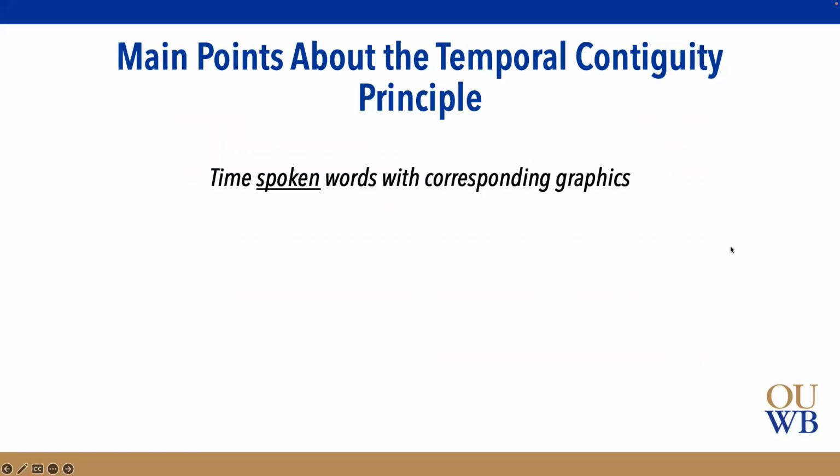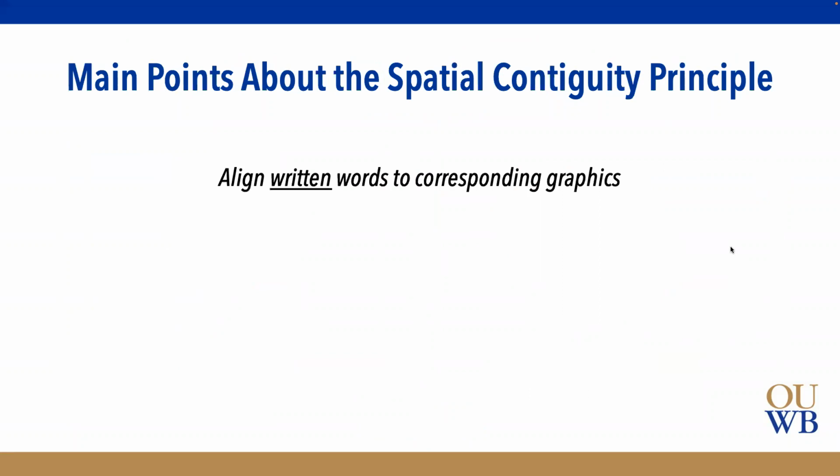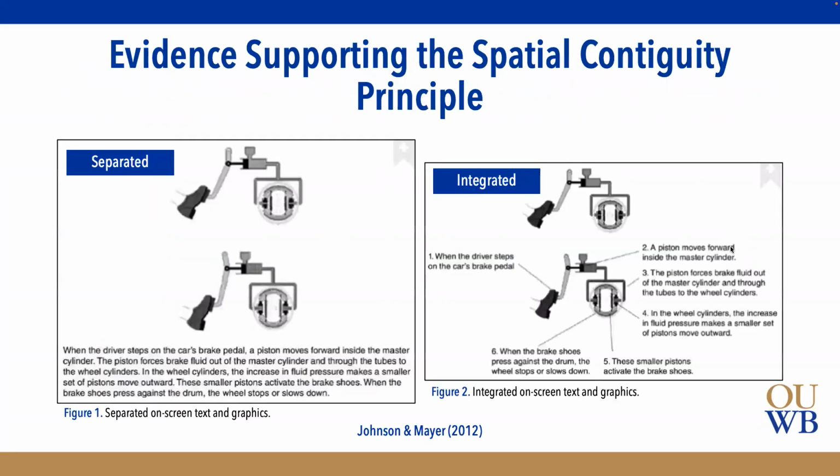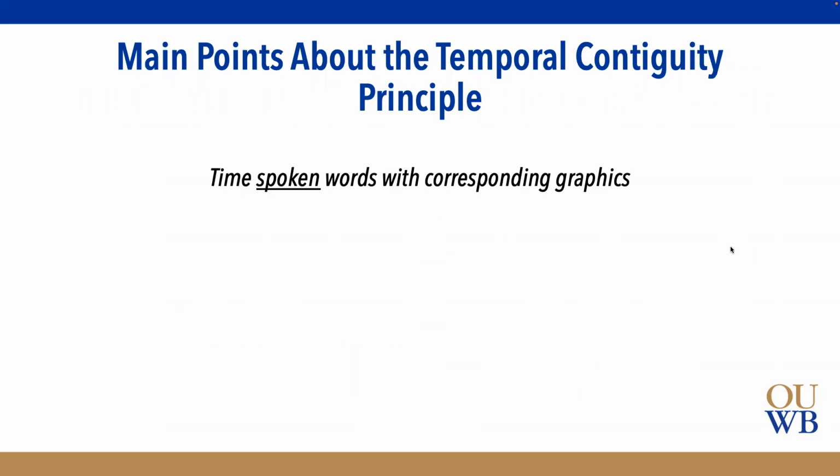So the main point about the temporal contiguity principle is that you want to time spoken words with corresponding graphics. To quickly juxtapose, spatial contiguity is about aligning written words, things that are actually on screen, with their corresponding graphics. Temporal contiguity is about timing spoken words with corresponding graphics. We naturally do this when we're speaking because we're looking at something at the same time as our audience is looking at it, by and large.